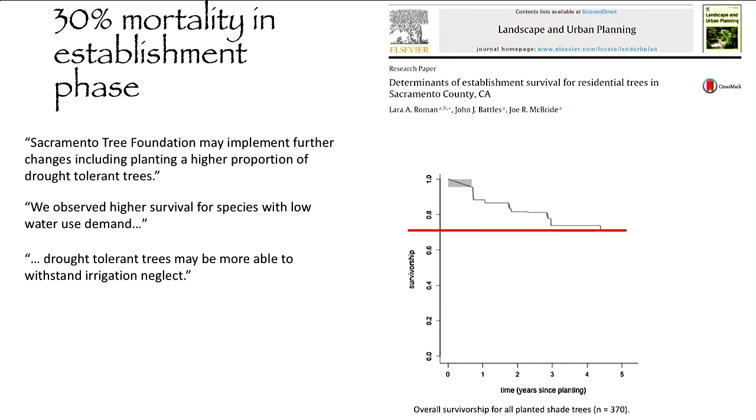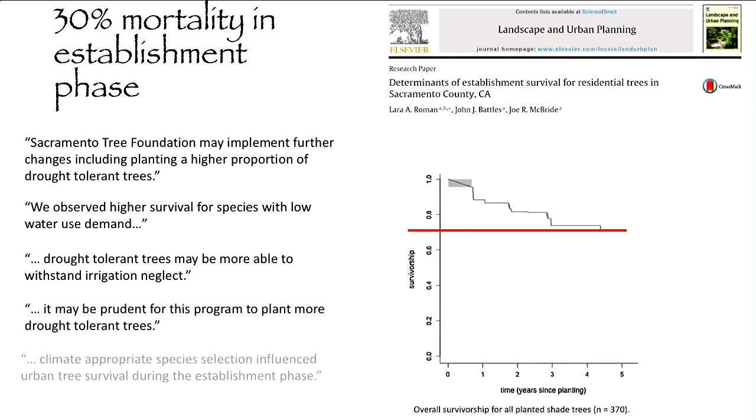Drought-tolerant trees may be more able to withstand irrigation neglect. It may be prudent for this program to plant more drought-tolerant trees. Climate-appropriate species selection influenced tree survival during the establishment phase. There is a clear theme there, isn't there, that drought tolerance is fundamentally important to the way trees will perform in our landscapes and will indeed establish.